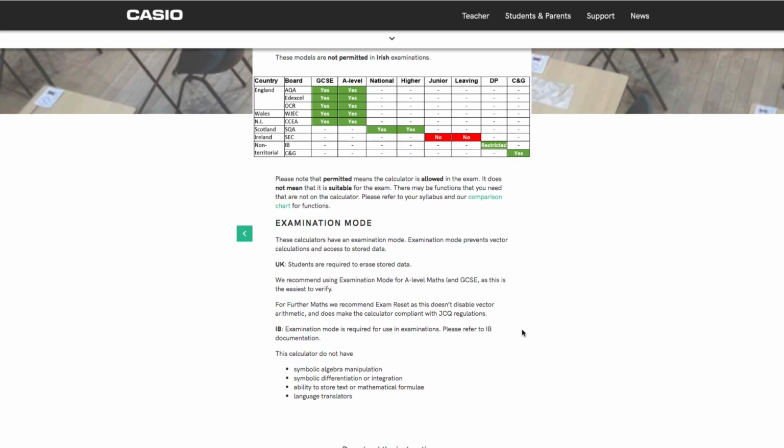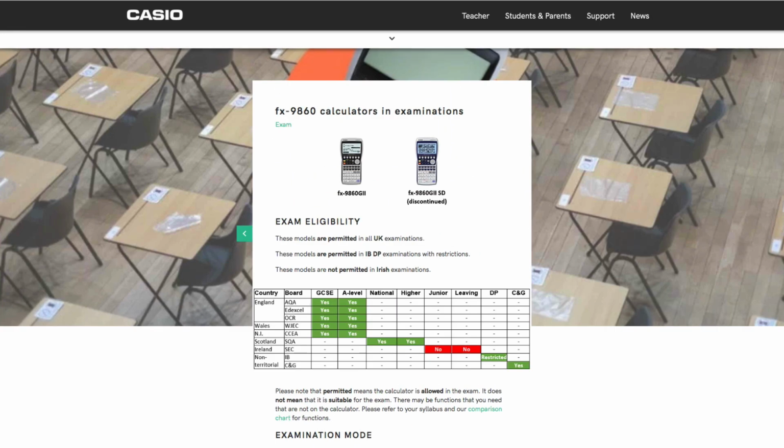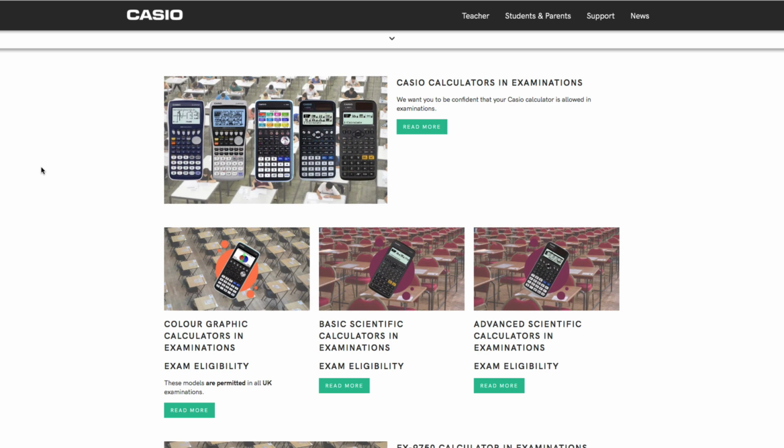So there we go, a very useful site from Casio there, helping to clear up a lot of questions that many students and teachers have about whether a particular Casio calculator is eligible for an exam in the UK or Ireland. I'll leave the link in the description so that you can go and take a look for yourself.